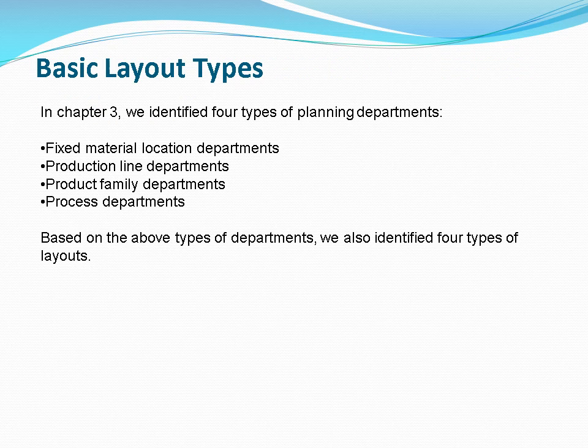In this slide, we talk about the four types of planning departments. We have the fixed material location department, we have the production line department, we have the product family department, and we have the process department. And to better understand this, we should have a schematic explanation of each of these departments on the next slide.